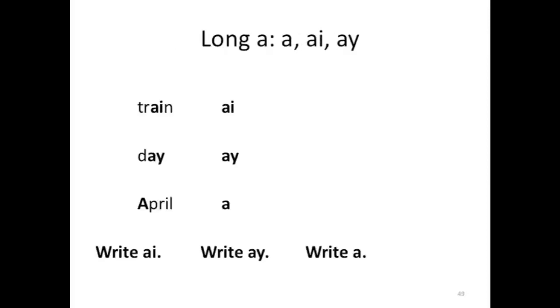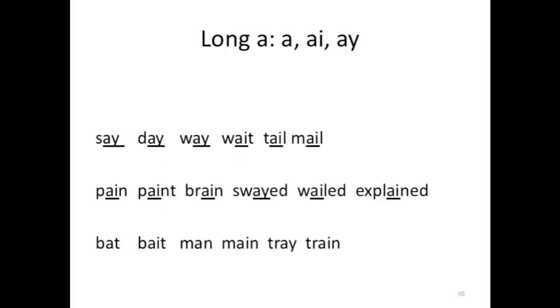And then they introduced 3 ways to make the long sound A, and keywords: train, day, and April. Then I had them write AI 5 times and say A, and then AY 5 times and say A, and then finally the letter A could also be A. It was a thriller. And then words that we were going to sound out.